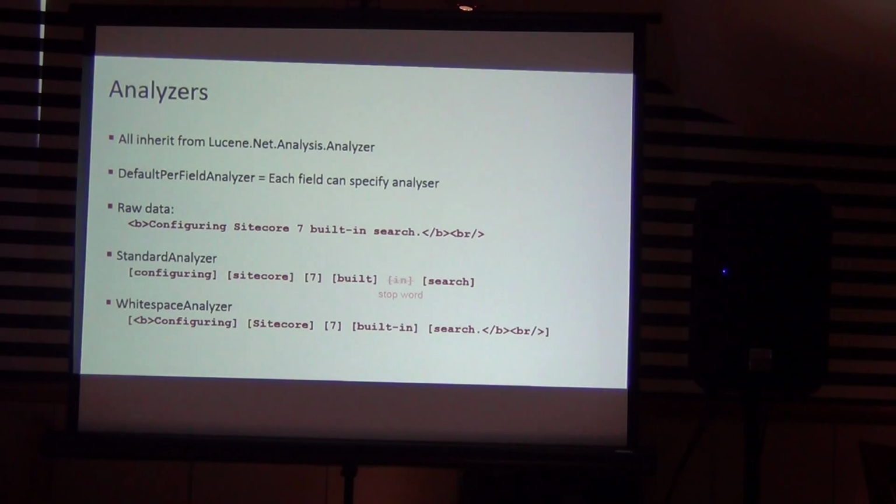By default, Sitecore uses a per field analyzer, which means that you can apply different analyzers to different fields. This is very handy. And if you don't specify a specific analyzer for a field, it'll just fall back on the standard analyzer. Just one note here, the white space analyzer that I looked at here is actually a Lucene.Net one. It's not one that comes with the Sitecore content search.